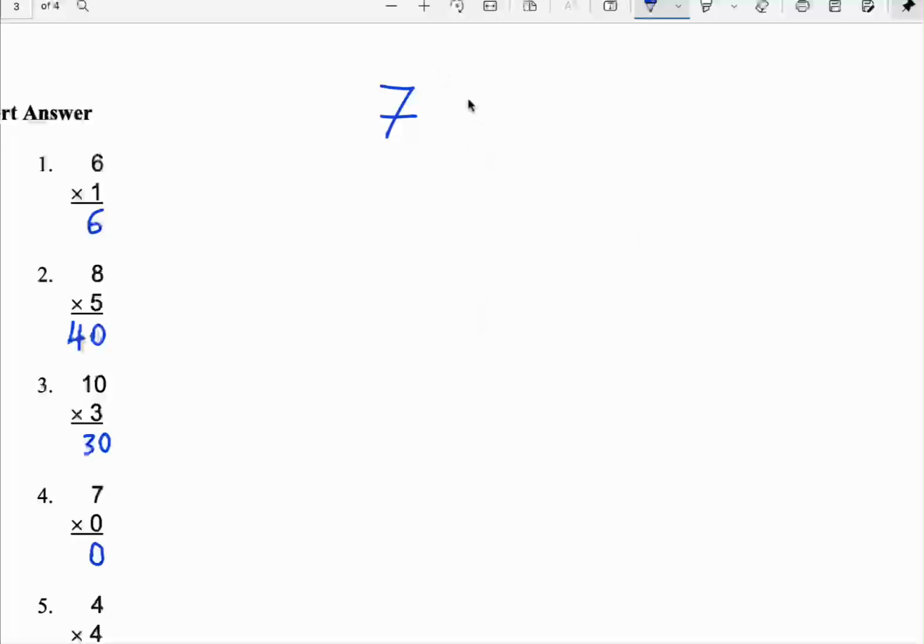7 multiplied by what number equals 42? Me, teacher, I'm Sultan. Me, Abdurrahman. Yes, who else? Do not say me, say your name.